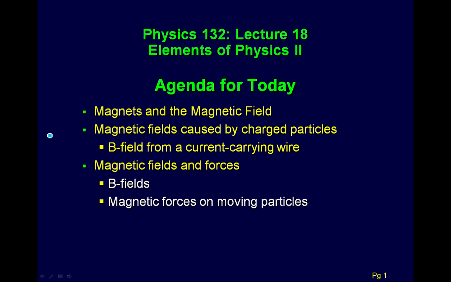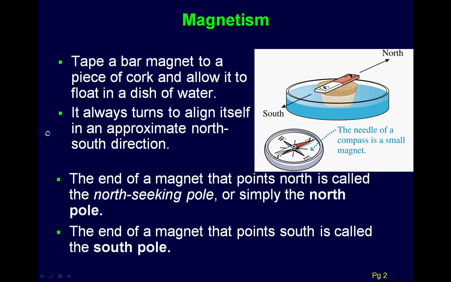We're moving on to chapter 32, which we're going to split up into 3 different lectures. The subject of this chapter is magnets and the magnetic field and magnetism in general. The way Knight talks about this is he starts with some of the characteristics of bar magnets.